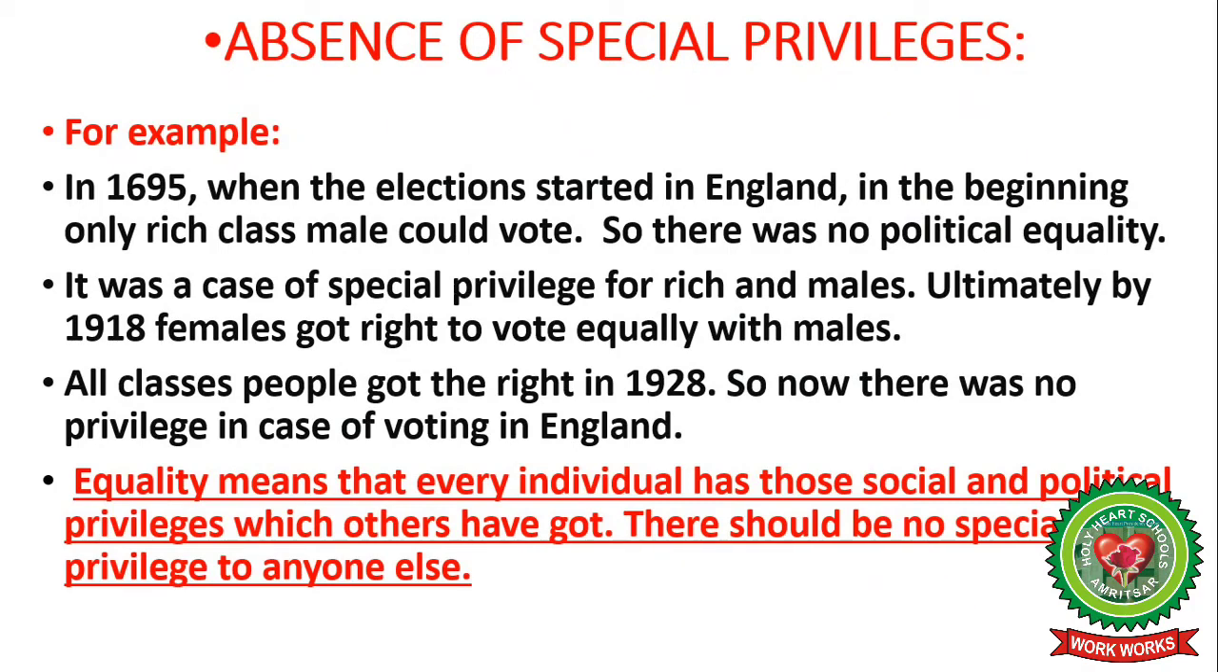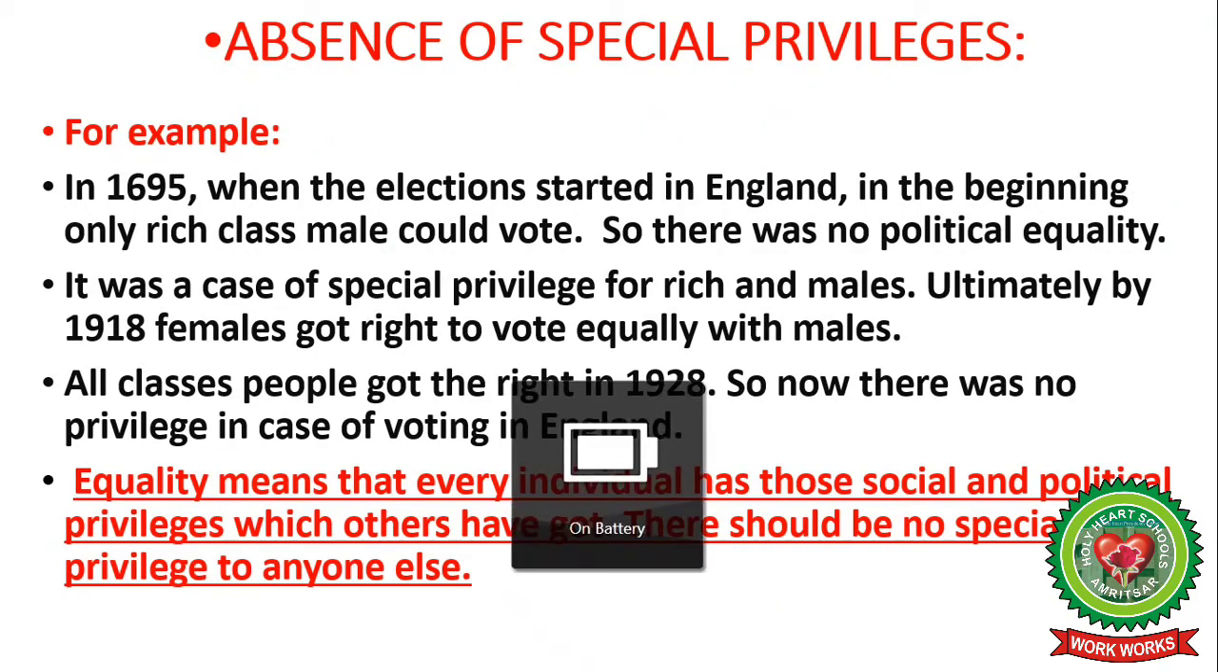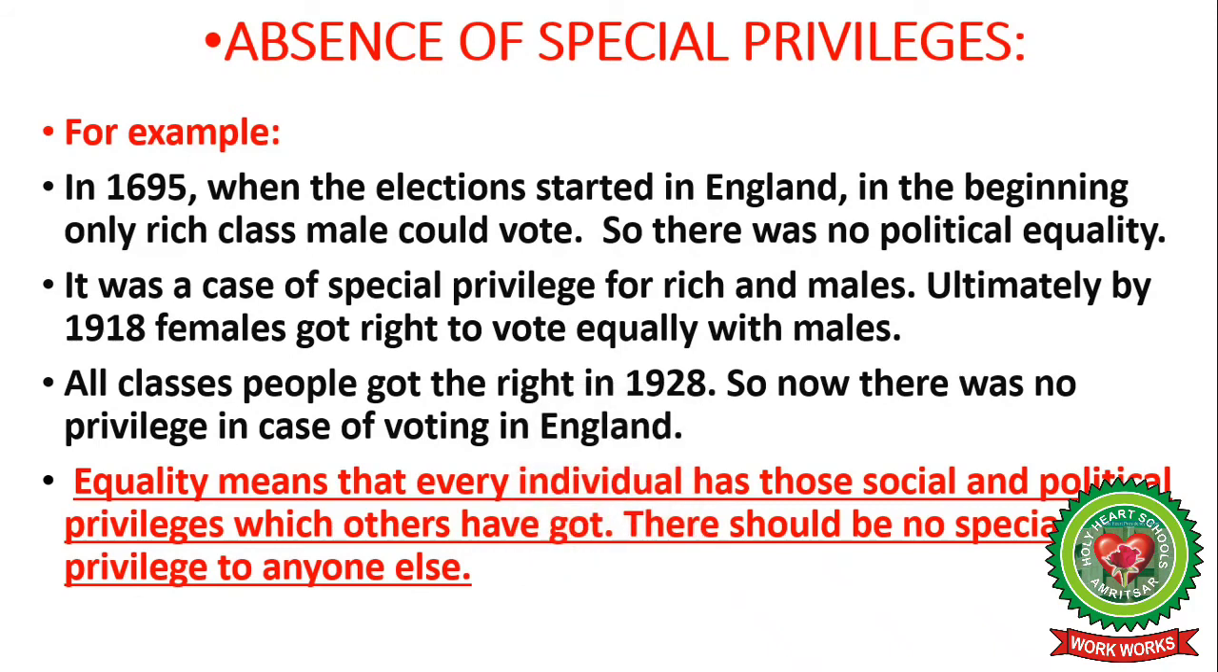Which females got it? Only rich class females got it. Yes, the medium class people got the right to vote very late. Is it clear? So, this way, all classes of people got the right to vote in 1928. So now, there was no privilege in case of voting in England.